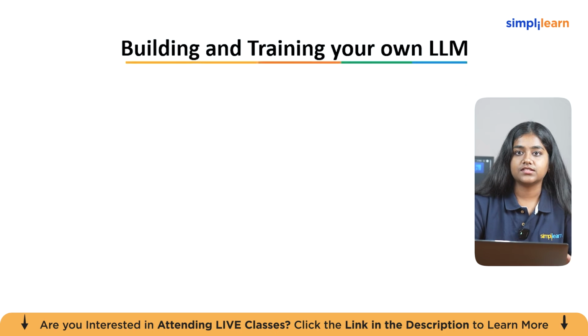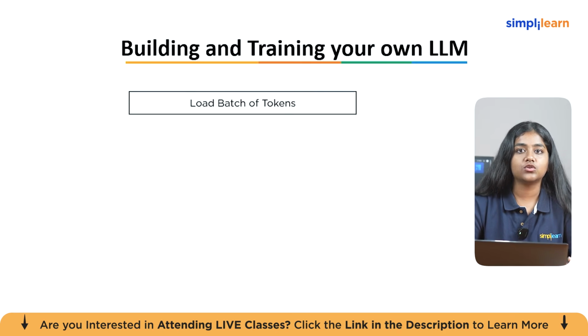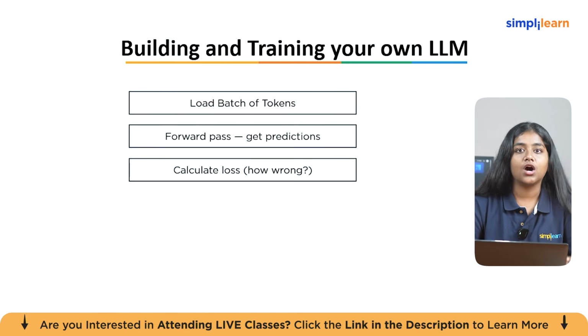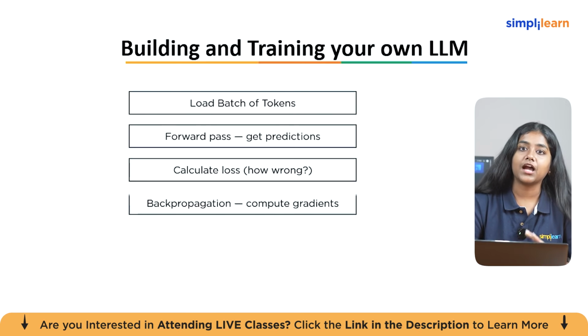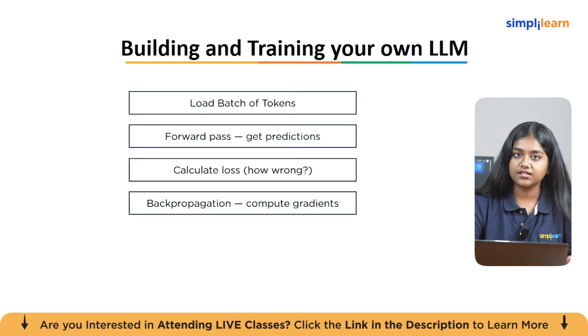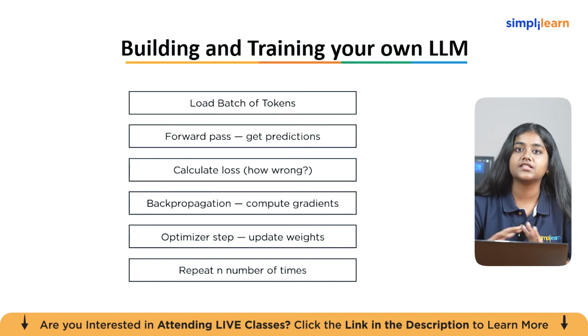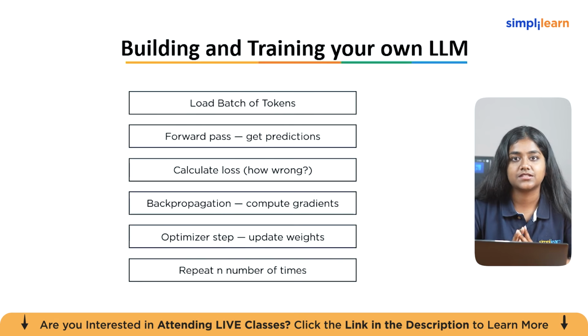Pre-training is the initial phase. The model learns from raw text using a self-supervised objective, typically next token prediction. So this is how the training loop works. First, it loads a batch of token sequences. Next comes the forward pass. It gets the predictions and then calculates the loss, how wrong the predictions were, and then it backpropagates and computes the gradients. Next it takes the optimizer step, updates the weights, and repeats this process n number of times.